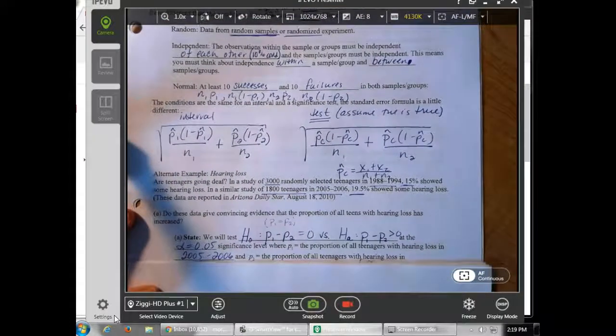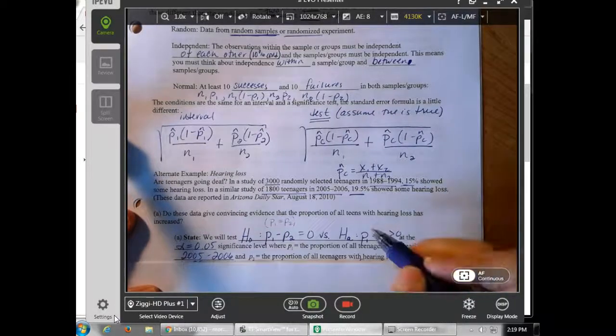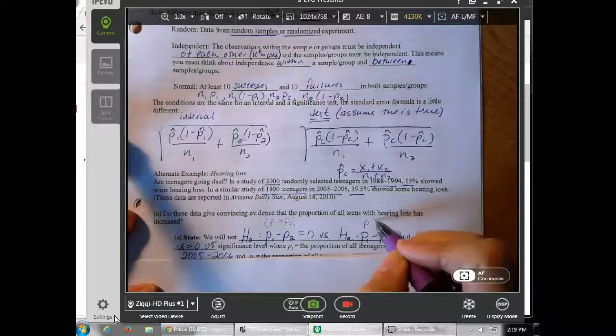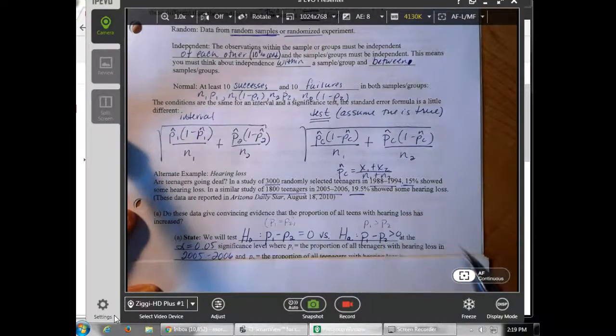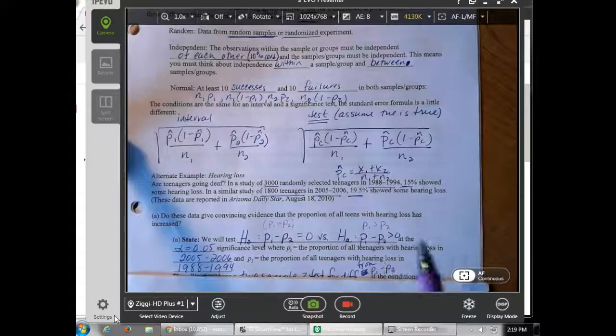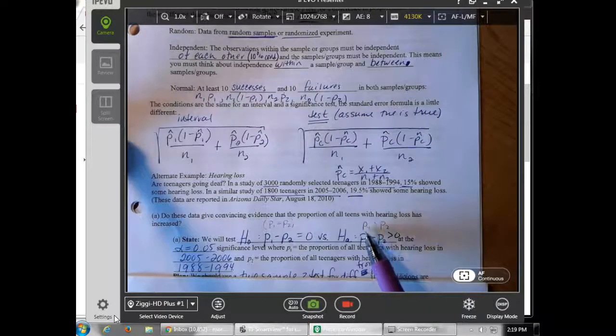Versus the alternative, which says that p sub 1 minus p sub 2 is greater than 0. So you could also write this alternatively as p sub 1 is greater than p sub 2. Now, we have to be careful that what we're claiming matches what we're suspecting. In other words, here we're saying the proportion of hearing loss should be larger in p sub 1.